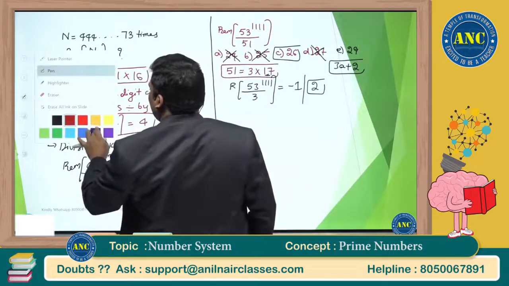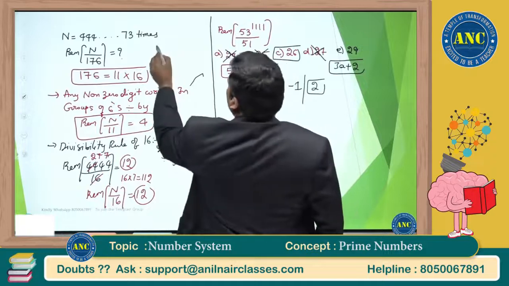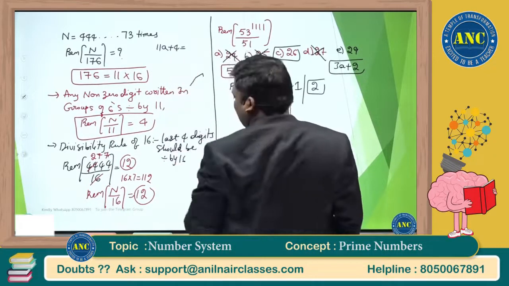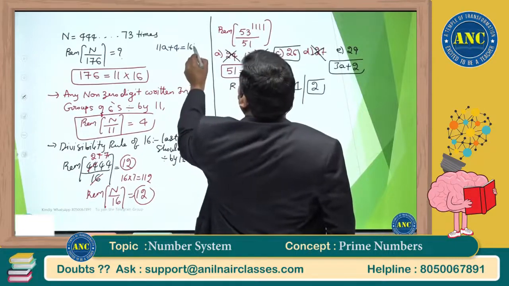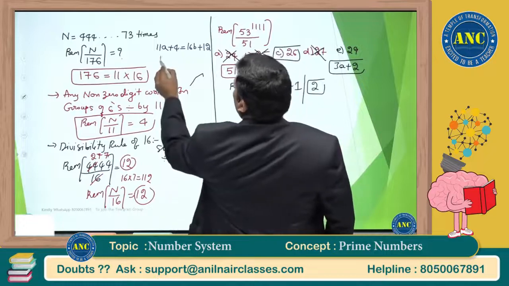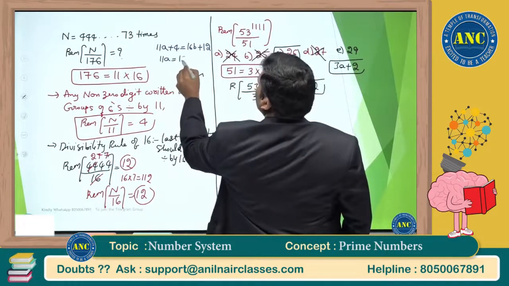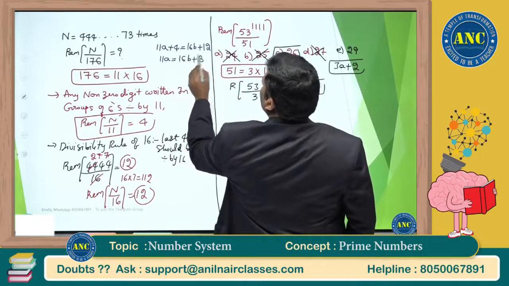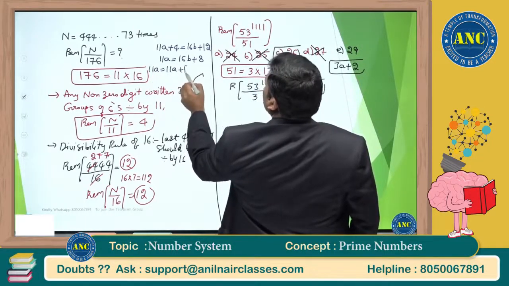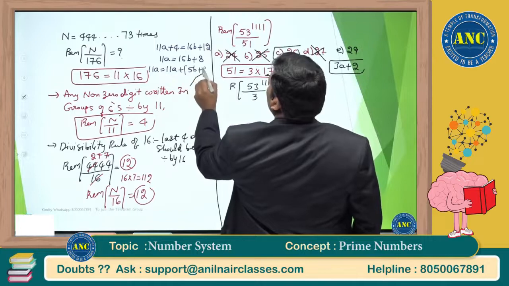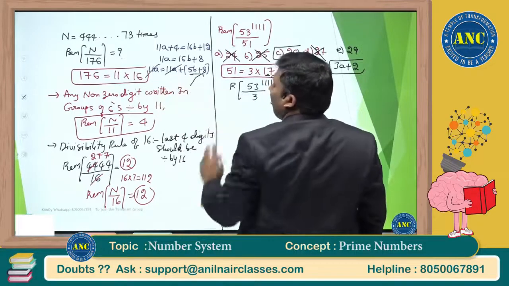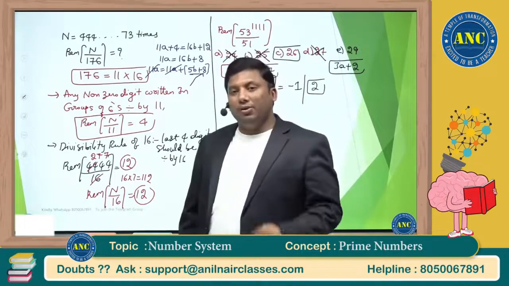Now we can go both ways. When it is divided by 11, what is the remainder? 4. Now you can go by using answer options. When it is divided by 16, the remainder is 12. So 11a is equivalent to 16b plus 12, which is 11b plus 5b plus 12, so 5b plus 12 should be divisible by 11.